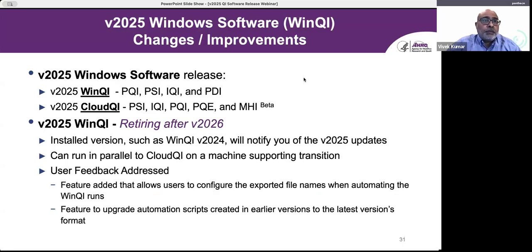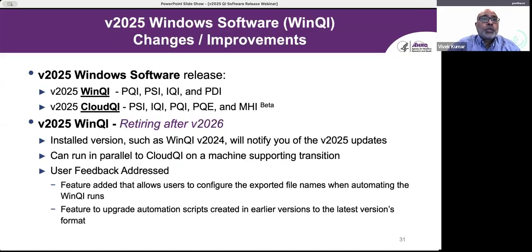So what's updated in WinQI version 2025? This release of WinQI continues to support all 4 of the legacy modules, while Cloud QI now supports 3 of those legacy modules along with 2 new ones. If you are running a prior version of WinQI, you will receive a notification that 2025 updates are available. Additionally, you can also run Cloud QI in parallel with WinQI on the same machine. This gives you a way to compare output from both applications and gives you peace of mind while you're in the process of transitioning. We have also incorporated new user feedback into the application.